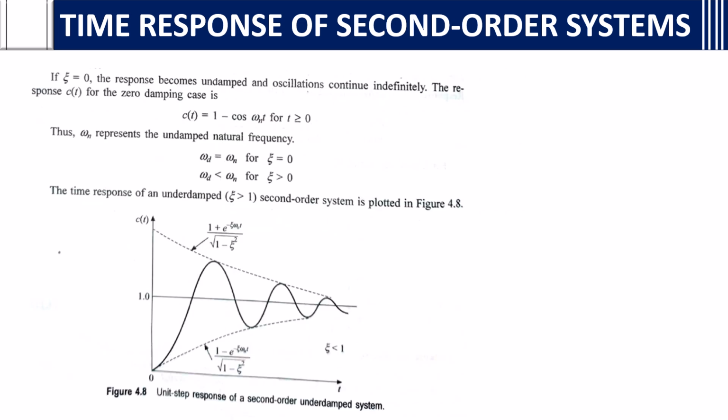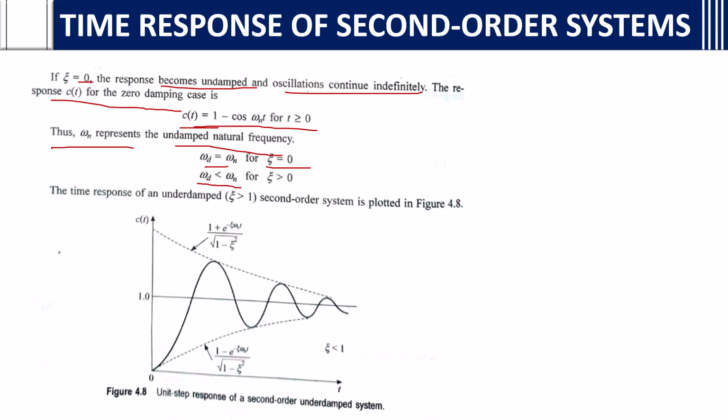So if zeta is 0, the response becomes undamped, right? And oscillations continue indefinitely, purely oscillatory. Initially we have seen that when zeta is equal to 0, it is undamped. The response c of t for the 0 damping case: if you put 0 in the place of zeta, you will get 1 minus cos omega nt for the previous equation. Thus omega n represents the undamped natural frequency. So omega d is equal to omega n for zeta equals to 0.